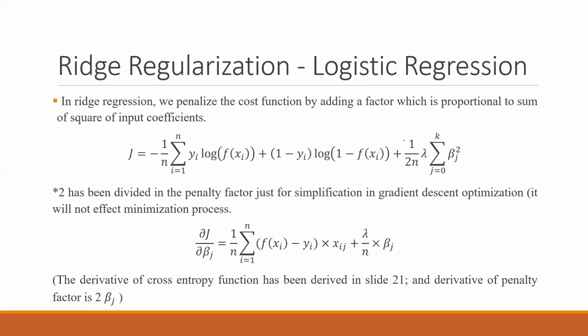We have to add this thing, right? Beta square summation, 1 upon 2n, because when we will be solving this equation, the 2 will come outside and get cancelled. So just for mathematical simplicity, we have taken 1 by 2n into lambda. Lambda is my regularization parameter, and when we solve it for delta J upon delta beta j, obviously that 2 has gone. Now it is only lambda by n into beta j, and otherwise the first half is similar to what we achieved earlier.